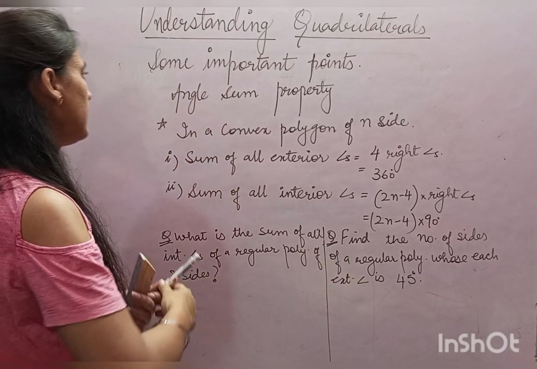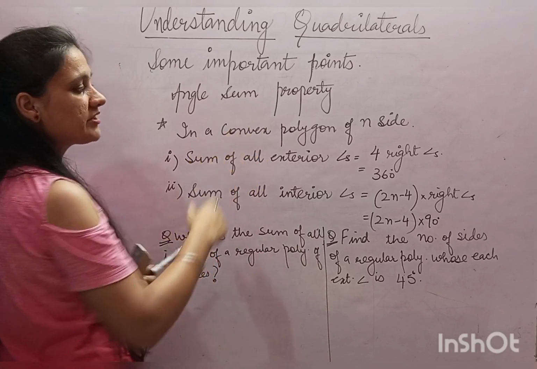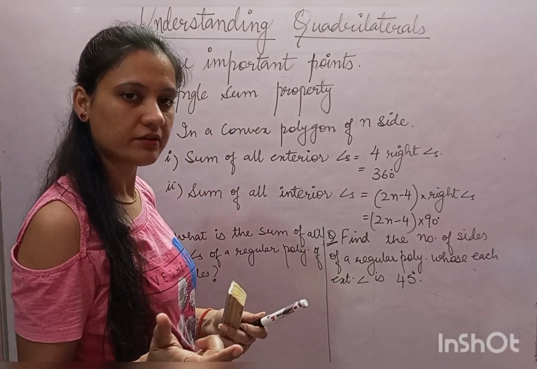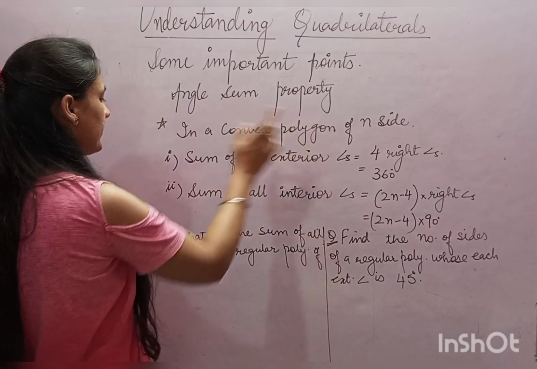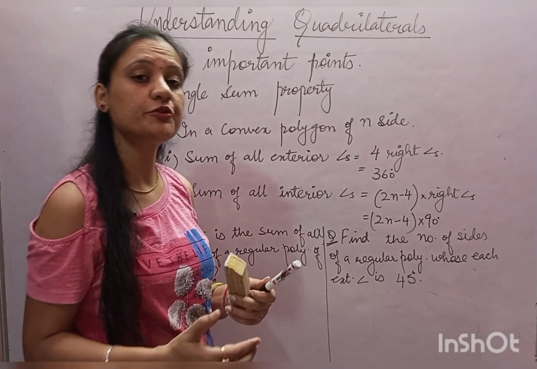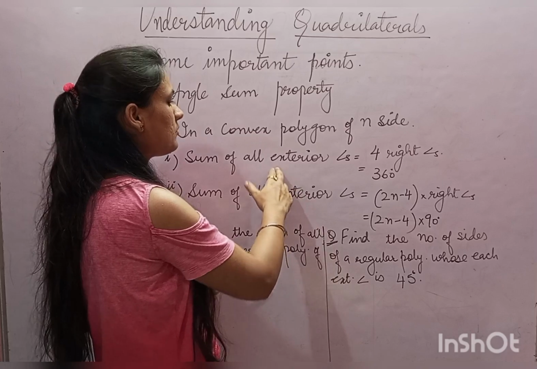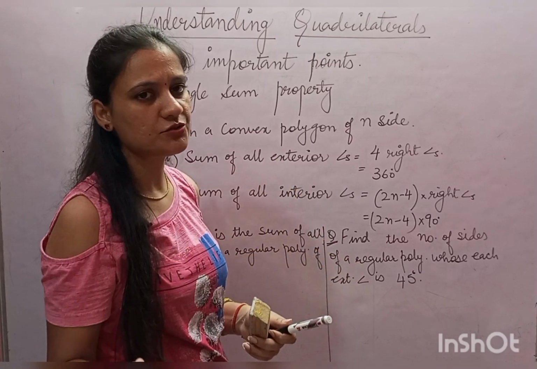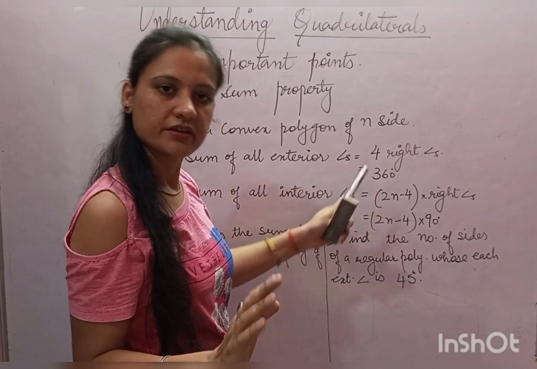So now another important points, angles and property. In a convex polygon, you know the convex polygon, right? In which all the angles are less than 180 degree, of n sides. The first formula is sum of all exterior angle. Earlier I told you to find out each exterior angle. Here you have to find out the sum of all exterior angle. As I told you, the sum of all exterior angles is always 360 degree, right?